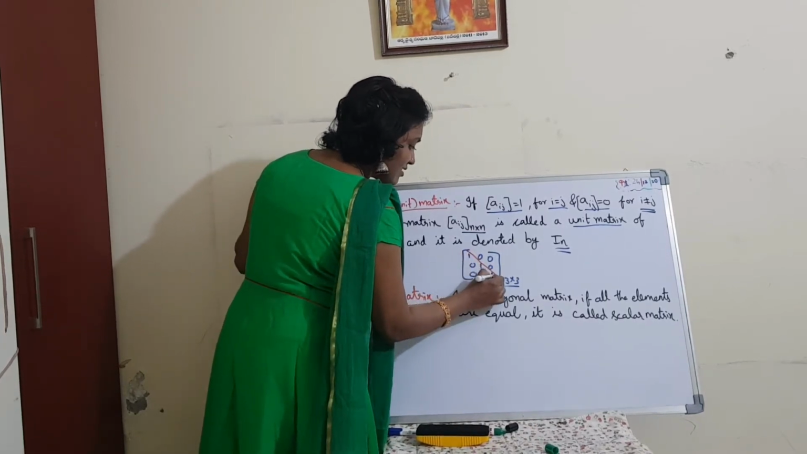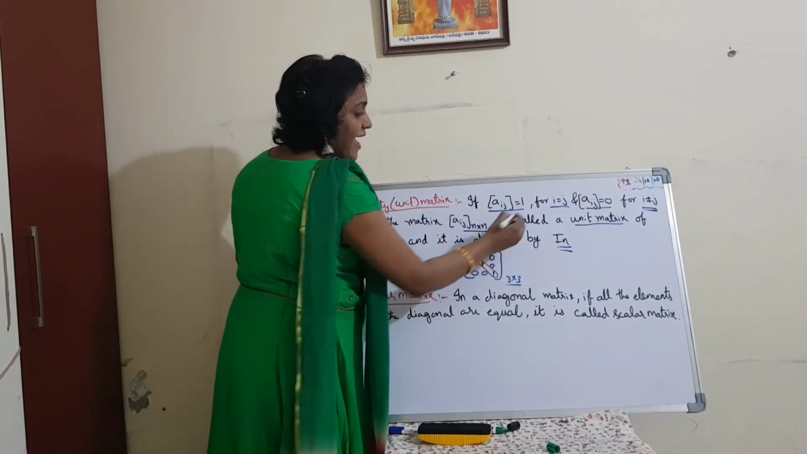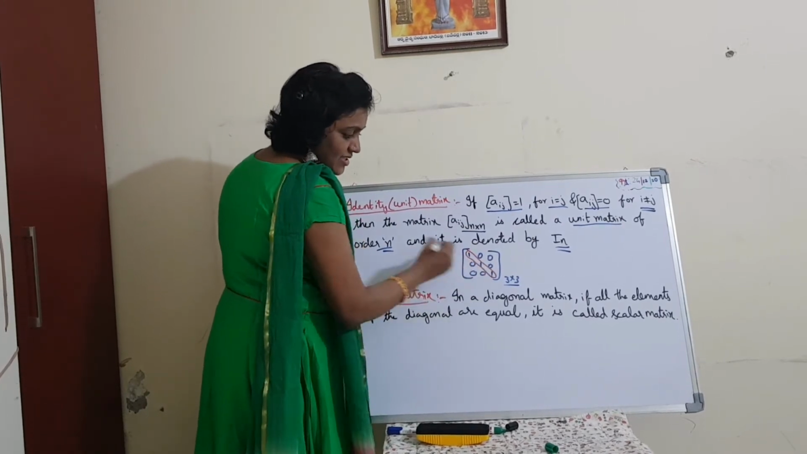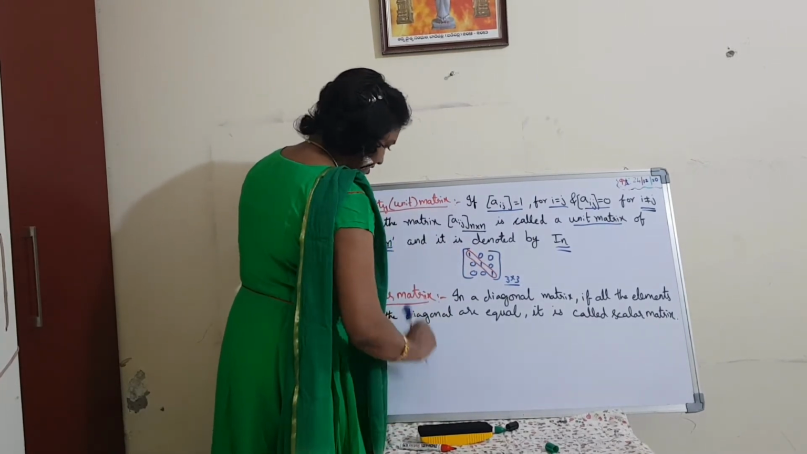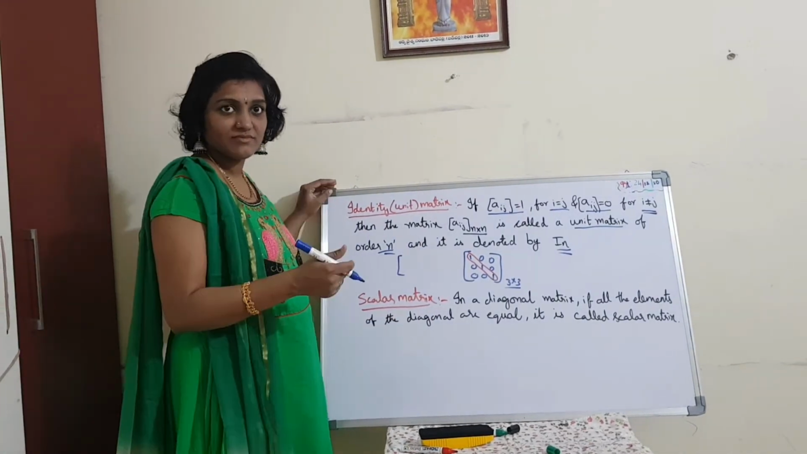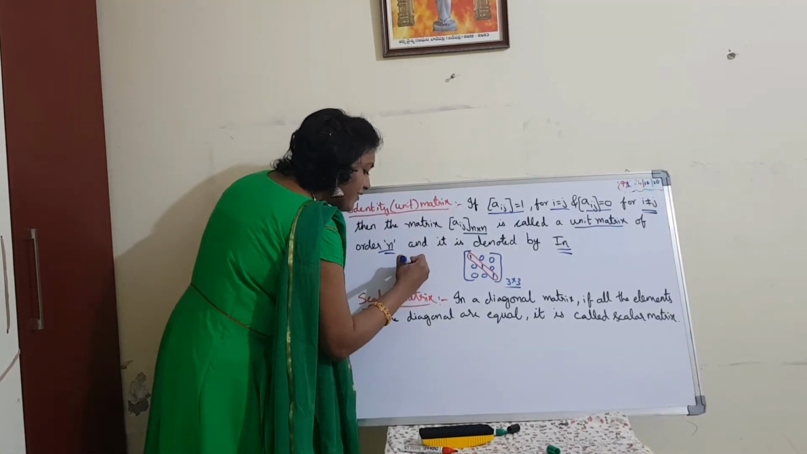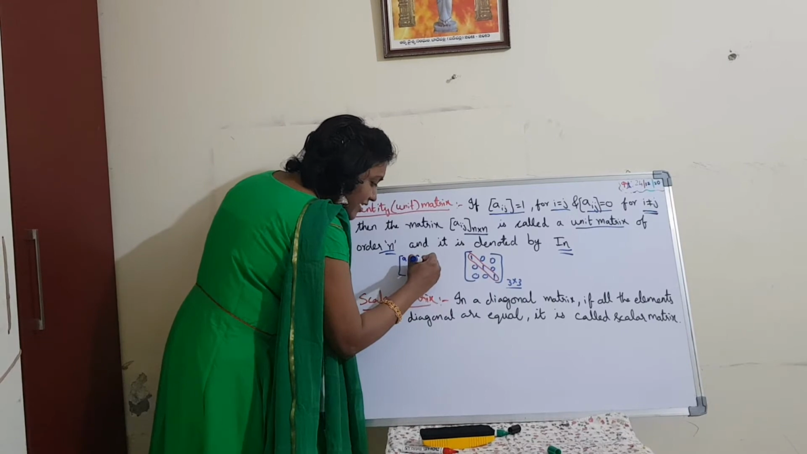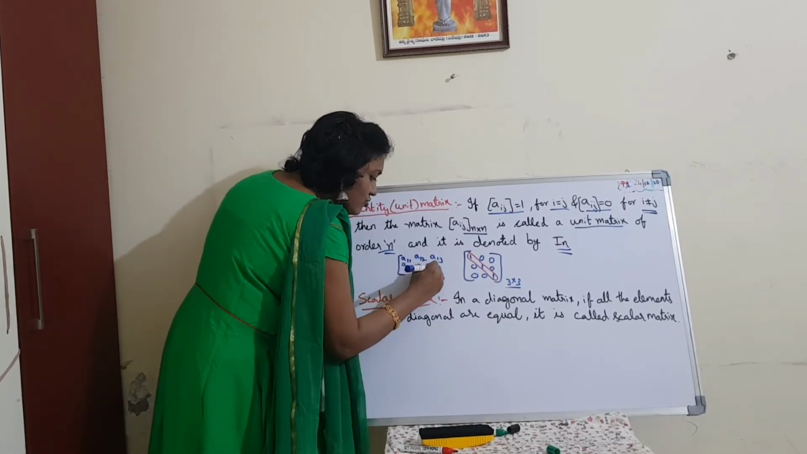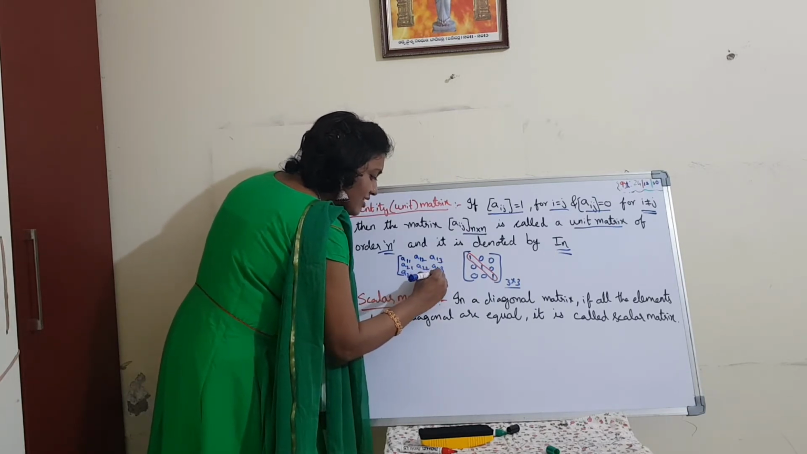Here. What are the diagonal elements? 1. When i is equal to j, we will get 1. Other elements must be 0. You can understand by writing this one. What is the first element? First element place A11. Second element place A12, A13. Here A21, A22, A23, A31, A32, A33.